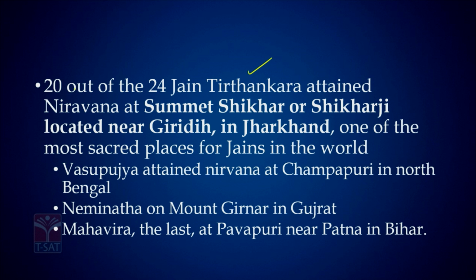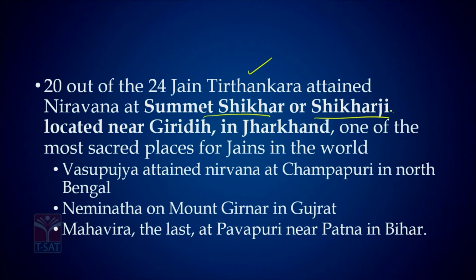20 of the 24 Tirthankaras are associated directly with Sammed Shikharji, or Shikharji. It's a location in Jharkhand near the Giridih region. One of the most sacred places for Jains in the world. Of the 24 gurus, 20 of them are directly associated with the Giridih region, Jharkhand, Shikharji.